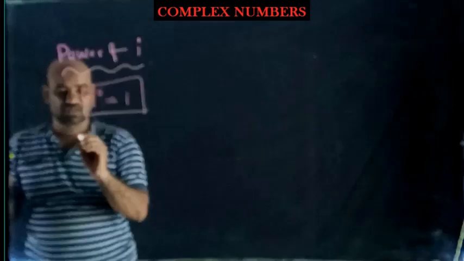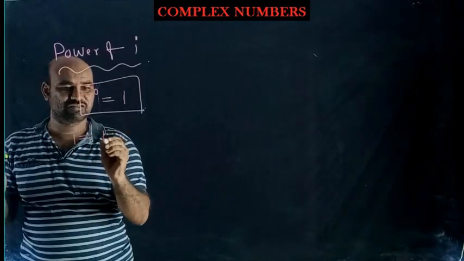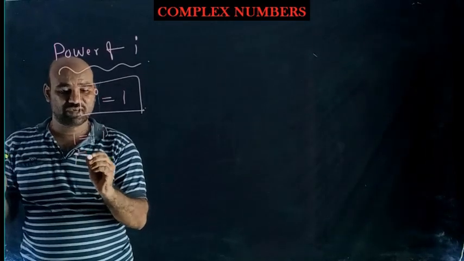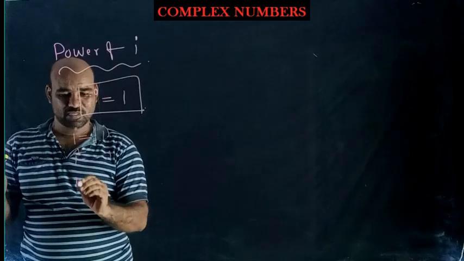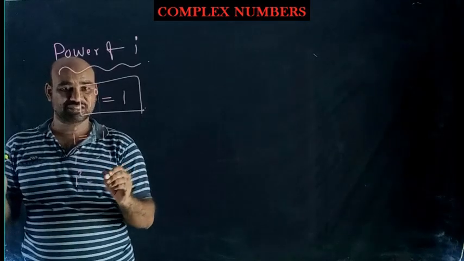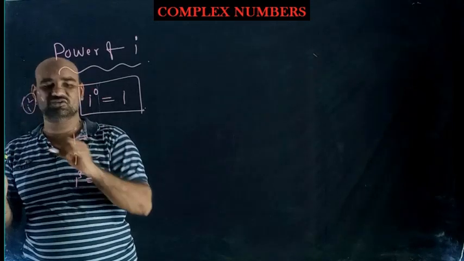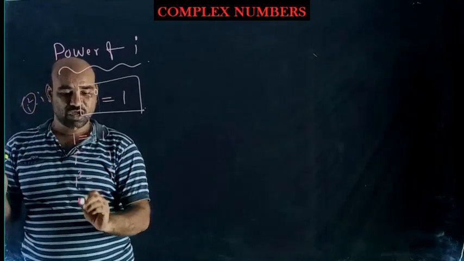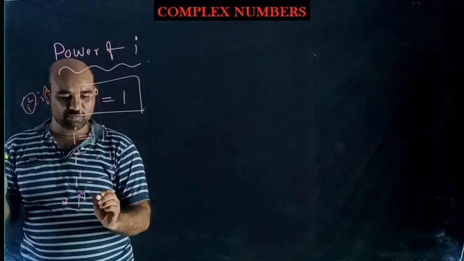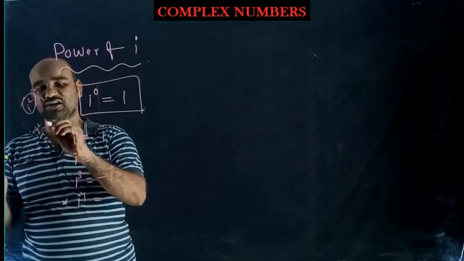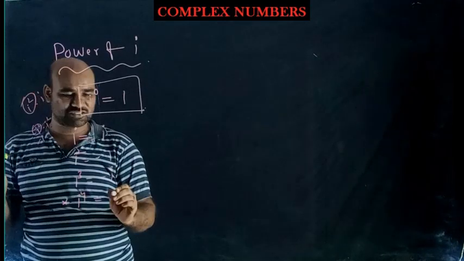Now observe here, iota means iota only. Iota square means minus 1. Iota cube means iota square into iota. Iota square is minus 1, that's why minus iota. Iota power 4, important: iota square into iota square, minus 1 into minus 1, that is plus 1.